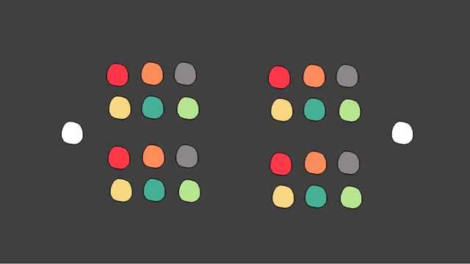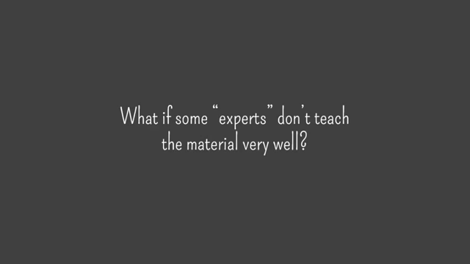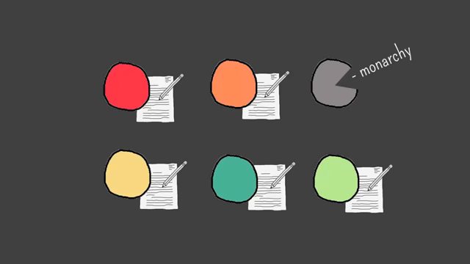Still, if you end up with a few extras, just assign 2 students in the same group the same chunk. Now, what if some experts don't teach the material very well? If this group is depending on this one student to teach them about monarchies and he's not the strongest student, that group is kind of out of luck. You can anticipate this problem when creating your groups. One thing you can do, if you have an uneven number of students, is to pair up two students on the same chunk who might be stronger together than they would be on their own.